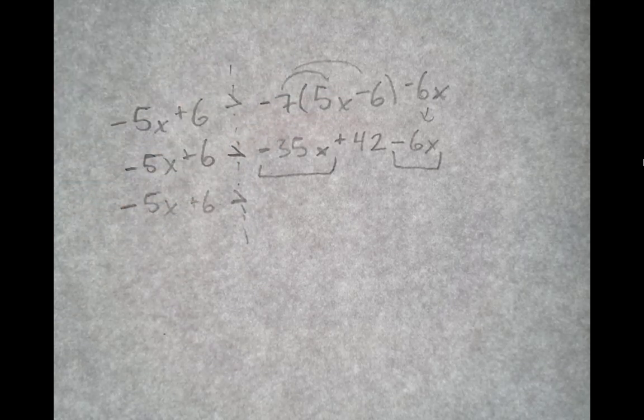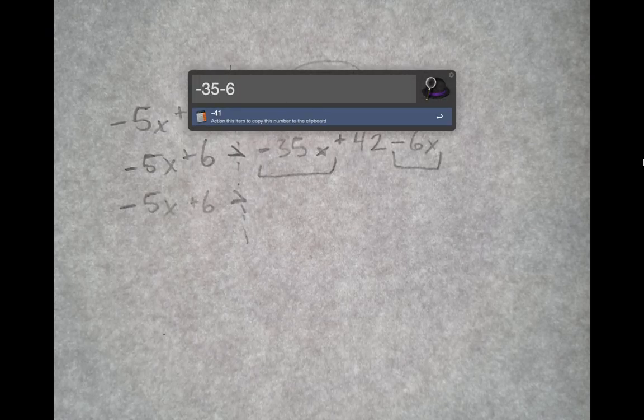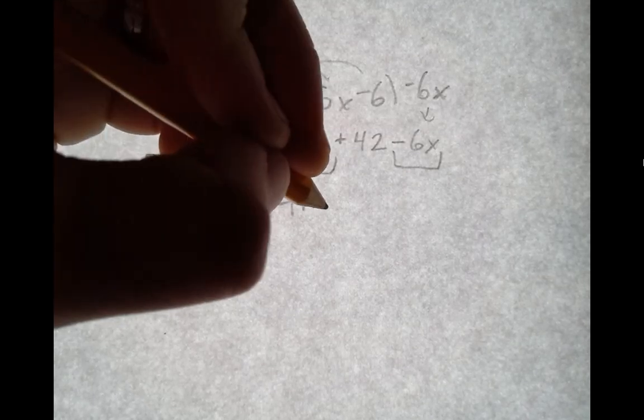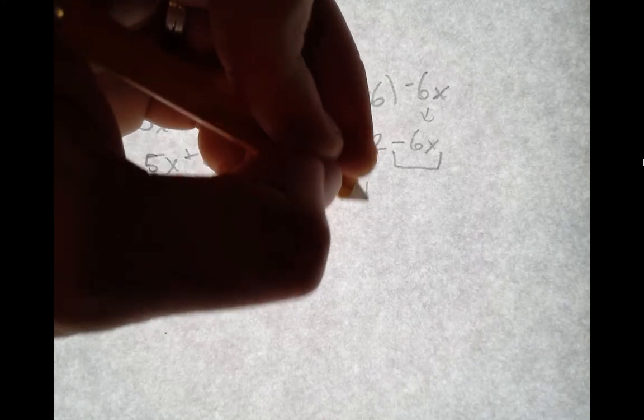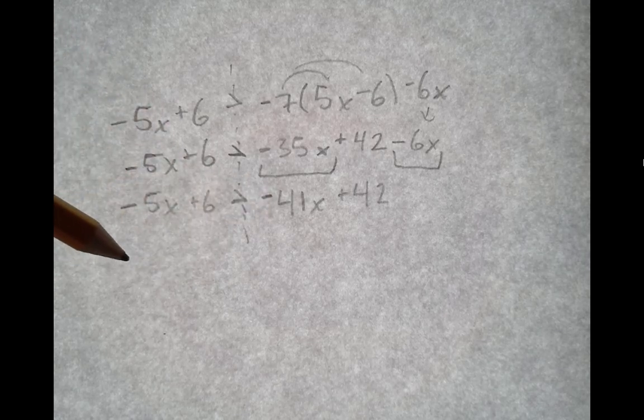Negative 35 minus 6. Let's just make sure. Negative 35 minus 6 is going to be negative 41x plus 42. I like having the x on the left side, and this will also end up getting me a positive.